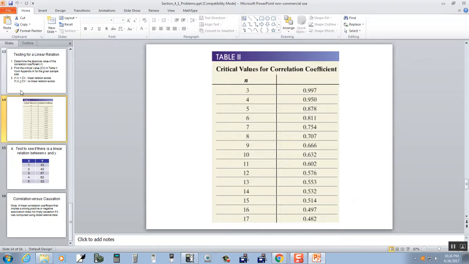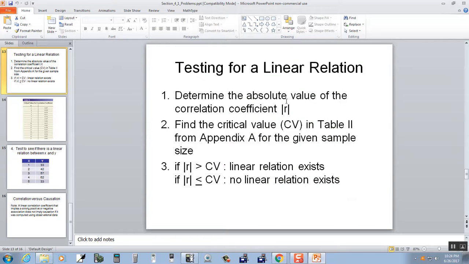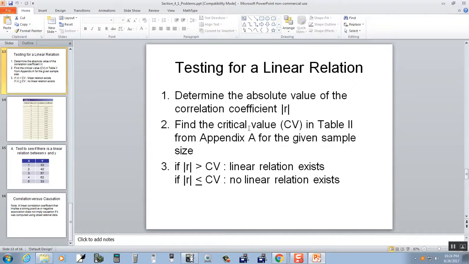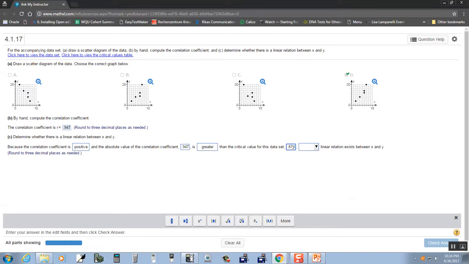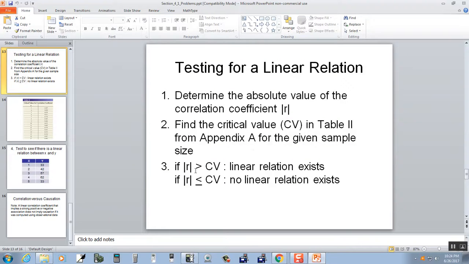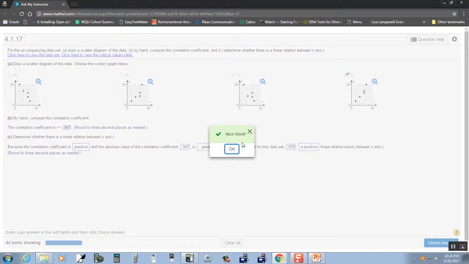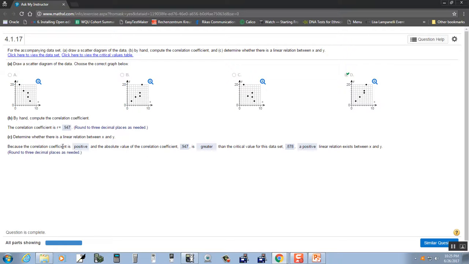And this says determine the absolute value of the correlation coefficient. That's what we did here, the 0.947. Find a critical value in table 2 from appendix A for the given sample size. That was the 0.878 we found. And if the absolute value of R is greater than the critical value, a linear relation exists. So here, a positive linear relation exists between X and Y. And that's how you'd fill out B and C.